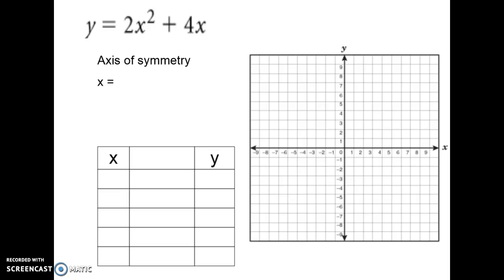We're going to be spending 3 days on this. I just want to go through 3 examples of how to find the axis of symmetry and how to graph parabolas that don't have a vertex on the y-axis.